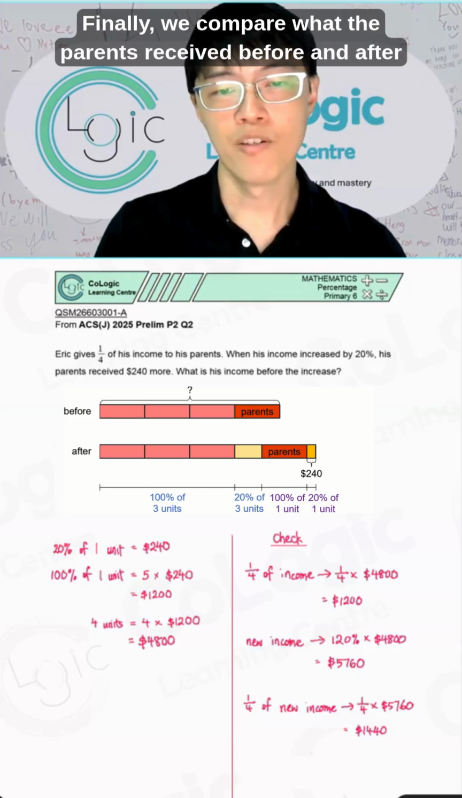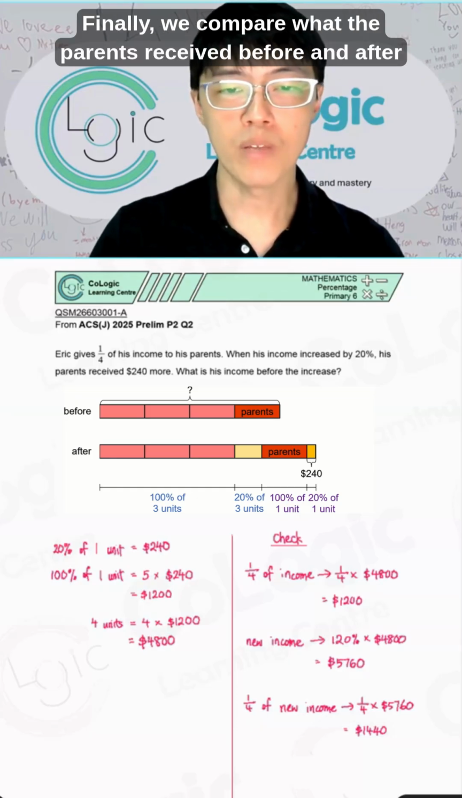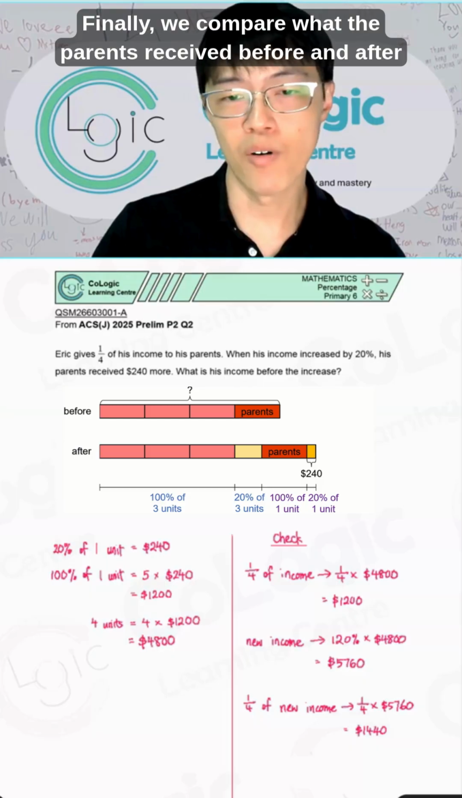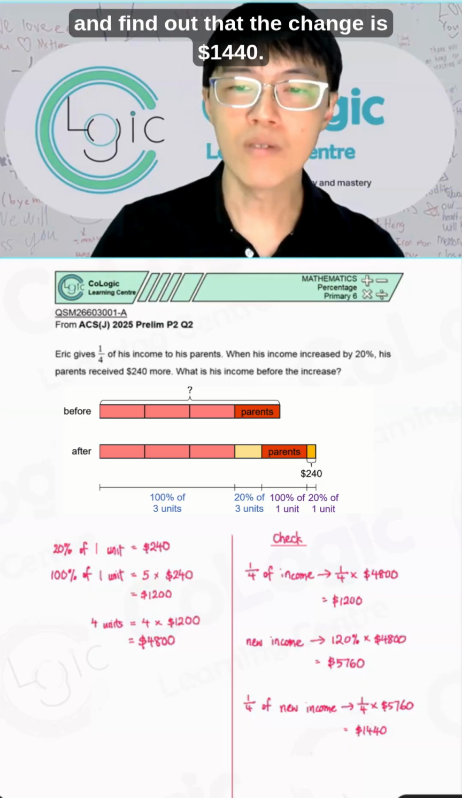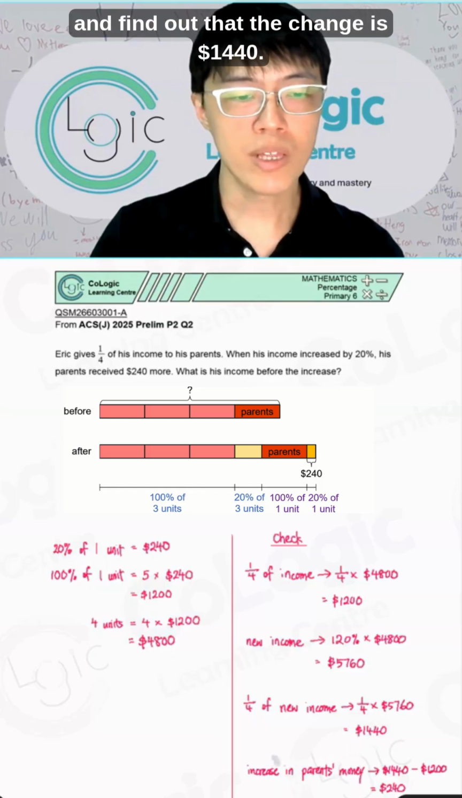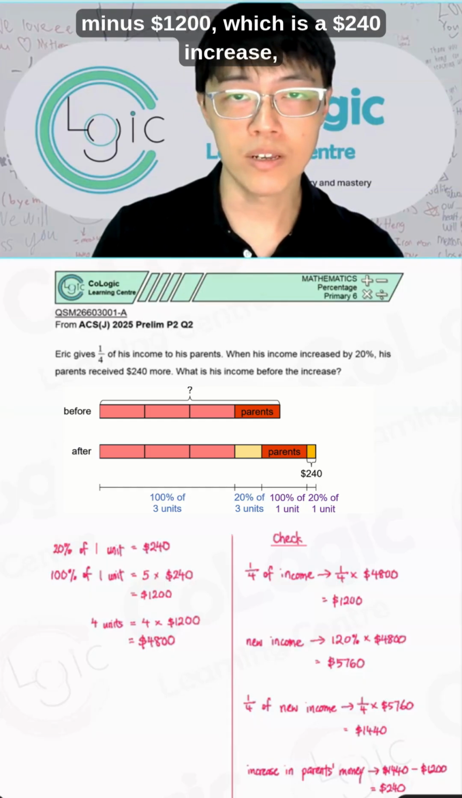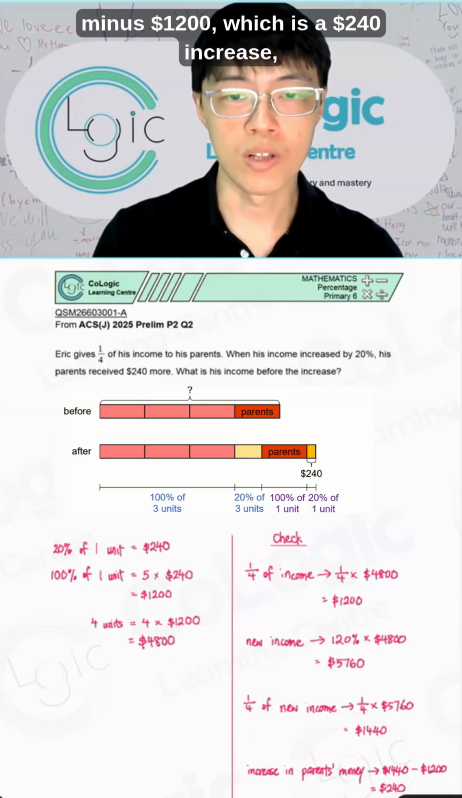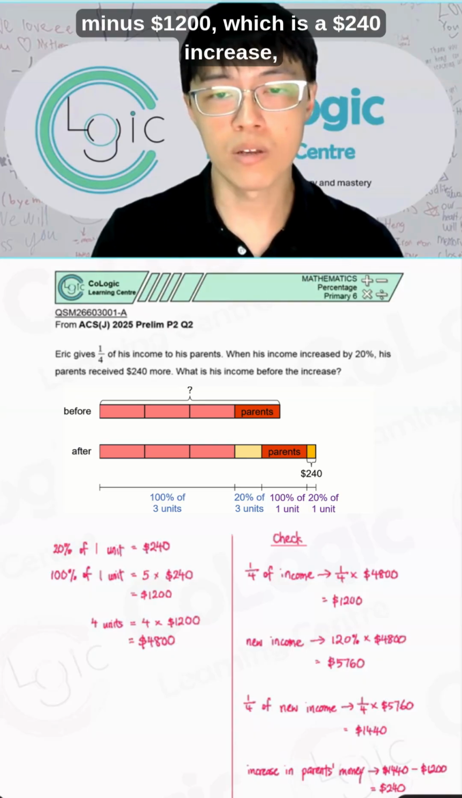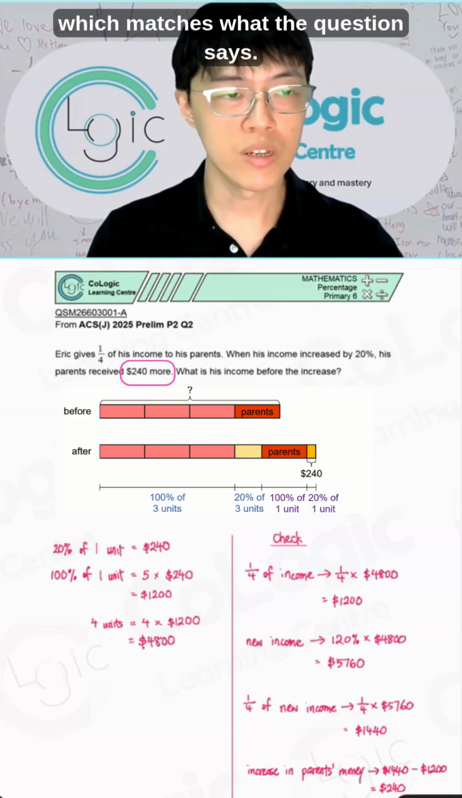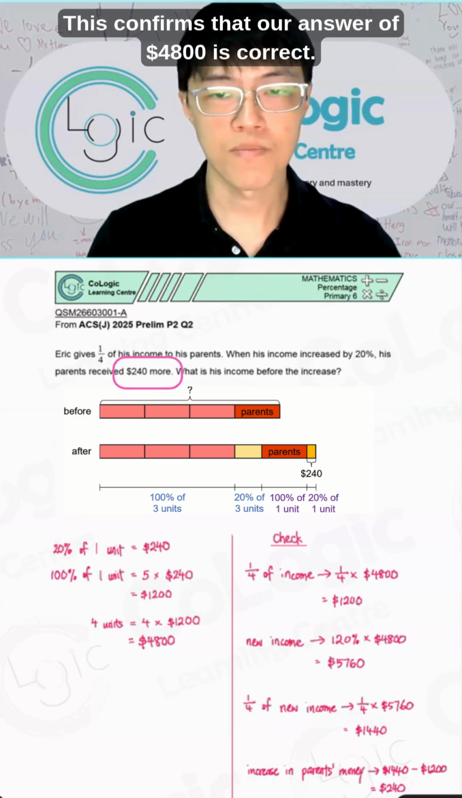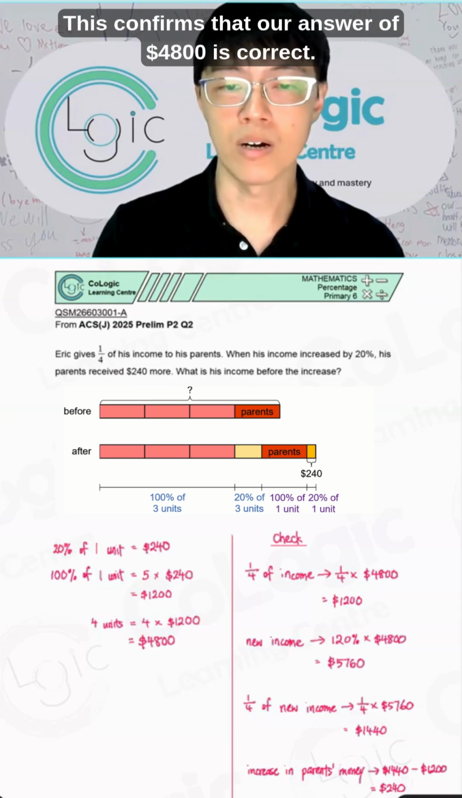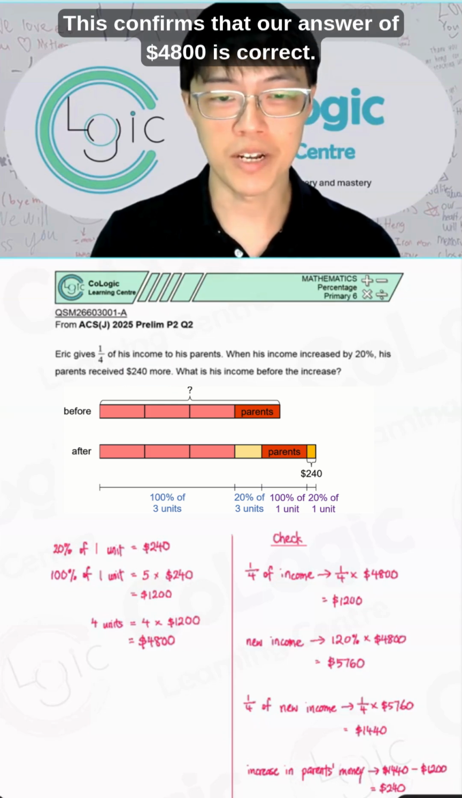$1,440. Finally, we compare what the parents received before and after, and find out that the change is $1,440 minus $1,200, which is a $240 increase, which matches what the question says. This confirms that our answer of $4,800 is correct.